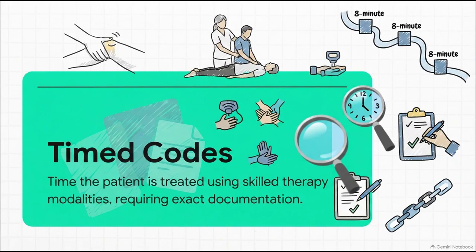But on the flip side, we have timed codes. For these, exact minutes absolutely must be documented in the medical record, and the CPT time rule heavily applies. So the absolutely crucial takeaway here is that the 8-minute rule applies exclusively to time-based codes. Think constant attendance and therapeutic procedures. And remember, the time we are counting here is strictly the time the patient is being actively treated using skilled therapy modalities. If it isn't skilled therapy time, you don't count it, period.